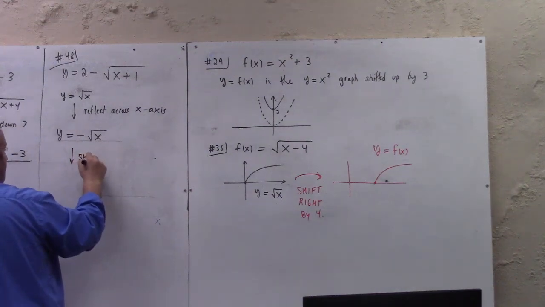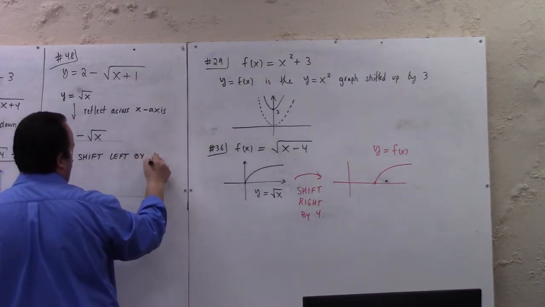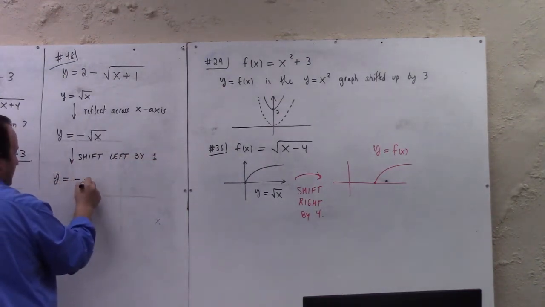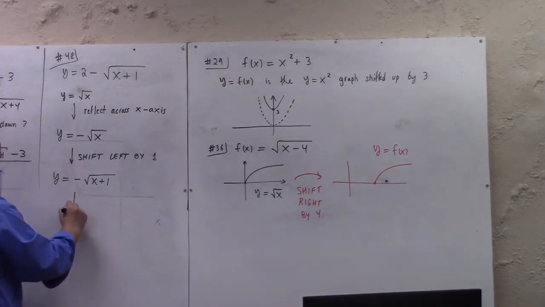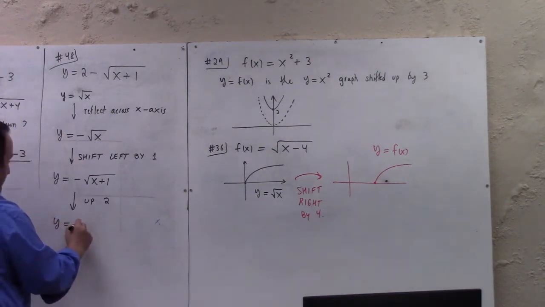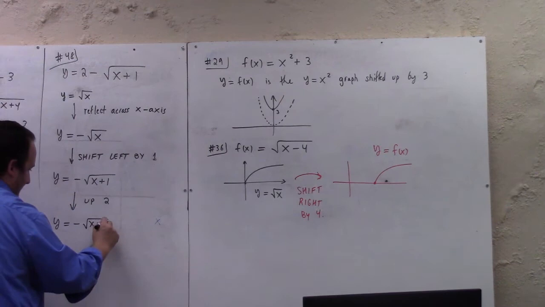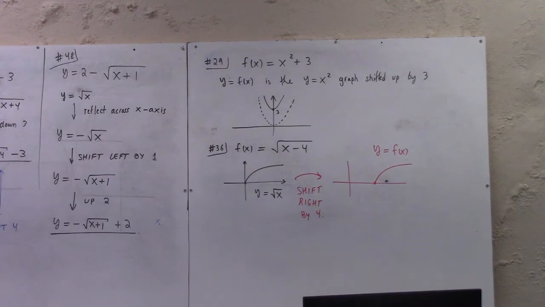can shift left by 1. So that would be y equals minus the square root of x plus 1. And then what? Go up 2, right? So that we get minus the square root of x plus 1, plus 2. And we could make like an animation, right? We could draw a series of graphs to illustrate how we're getting to the final result, step by step.